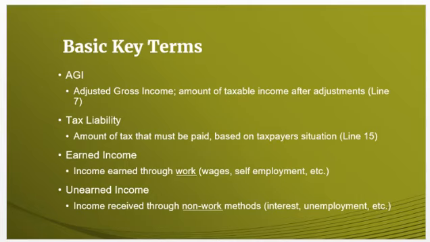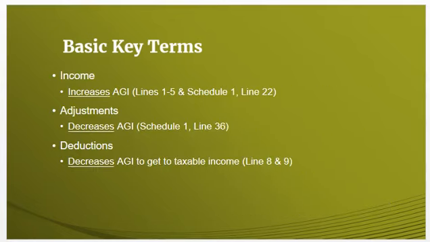Earned income. That's any income that our taxpayer has earned through work. So wages, self-employment, those are things that the taxpayer has been involved in actually earning income, and we call that earned income. There's other types of income that is unearned. So unearned income is income that was received through non-work, something like interest or unemployment or dividends. Those are things that our taxpayer did not work to earn, and so that's called unearned income.